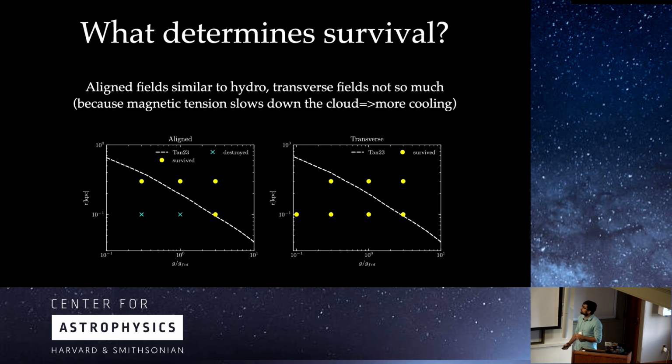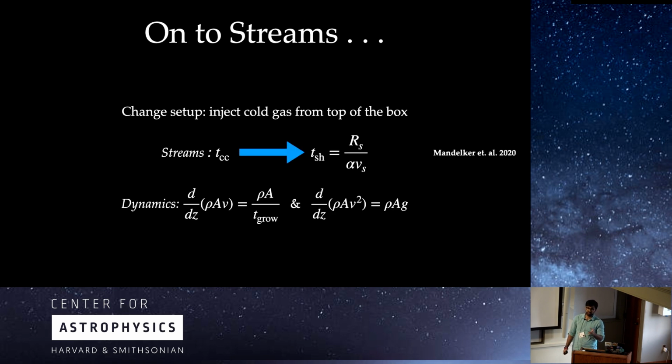But what does this mean for streams? Neil Mandelker showed that instead of TCC, which is the cloud crushing time, the disruption time scale here is something called TSH, which holds pretty well for transonic flows. If you go to highly supersonic, it does not work as well. But really, streams should not go sub-supersonic in the first place. At least that's what the cosmological simulators will tell you. So this is just a modification of the equations that I had for the cloud. But here the difference is we're looking at profiles instead of the time evolution.